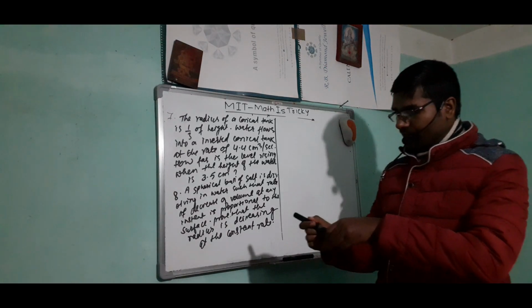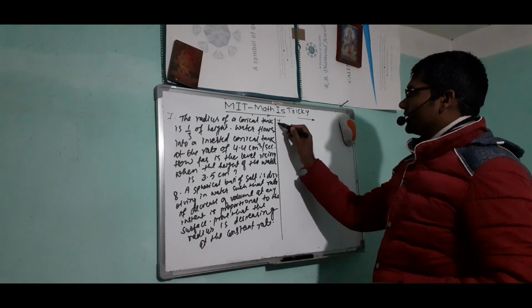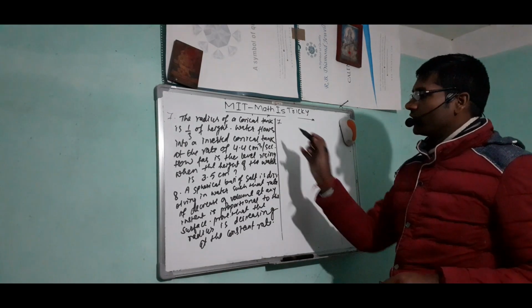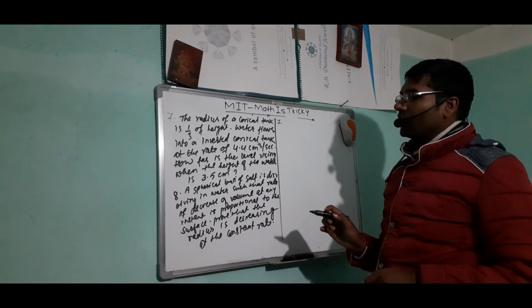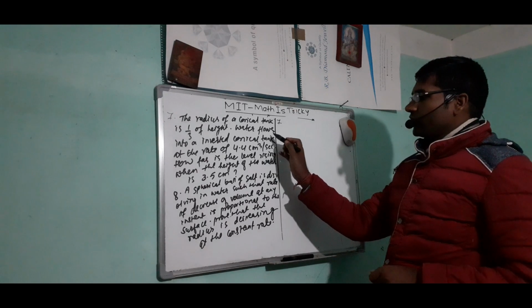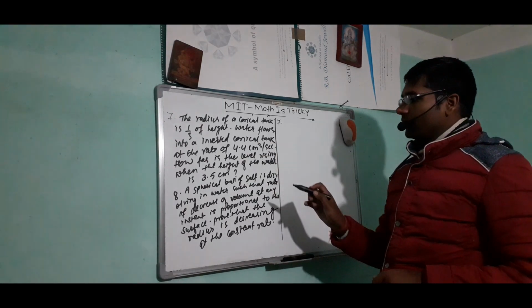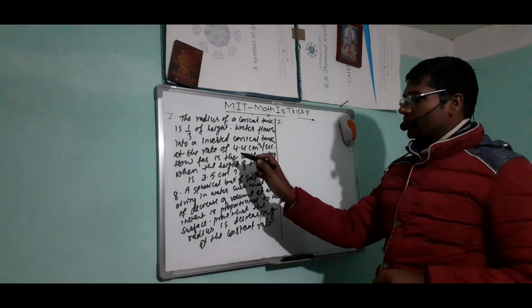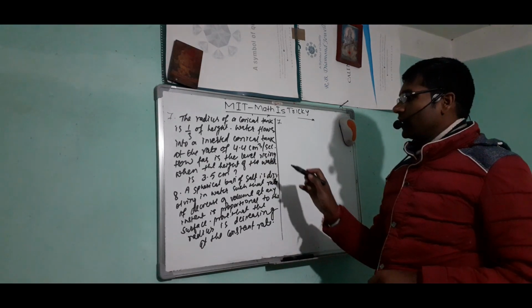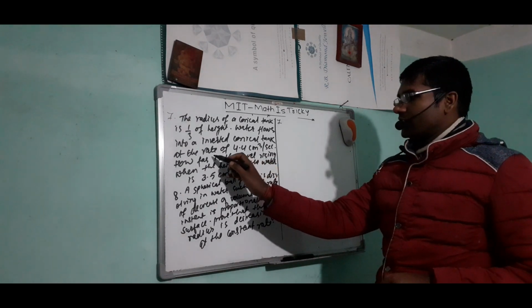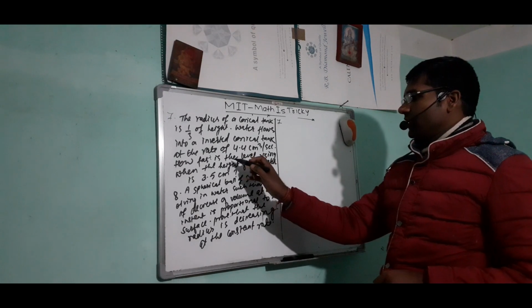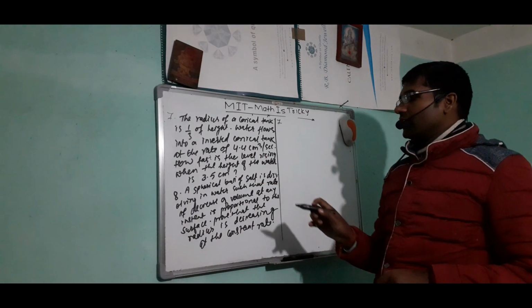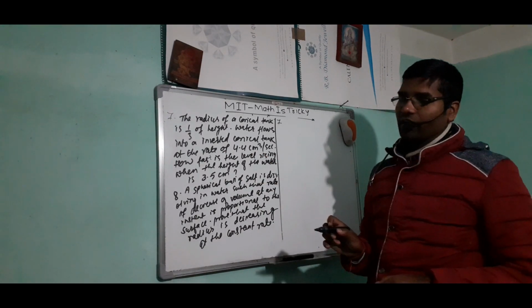Question number 7 is like this. The radius of a conical tank is 1 by 3 of its height. Water flows into an inverted conical tank at the rate of 4.4 cm3 per second. How fast is the level rising when the height of water is 3.5 cm?